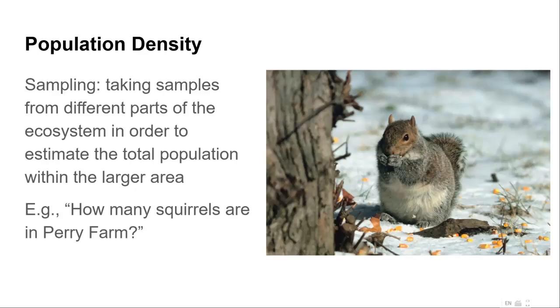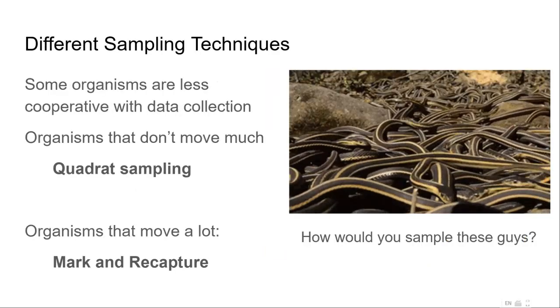So by sampling, we mean taking samples from different parts of the ecosystem in order to estimate the total population within the larger area. We can't count all of the squirrels at Perry Farm, but we can count the number in a smaller area and assume that the density of that smaller area reflects the density of squirrels in the larger area. So let's take a look at how many squirrels are in Perry Farm.